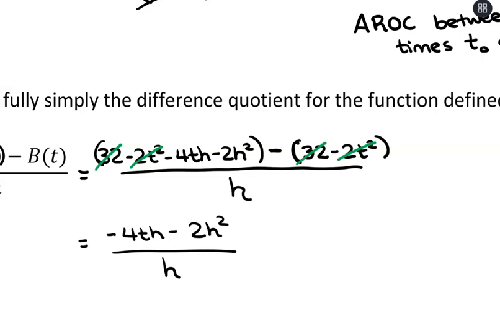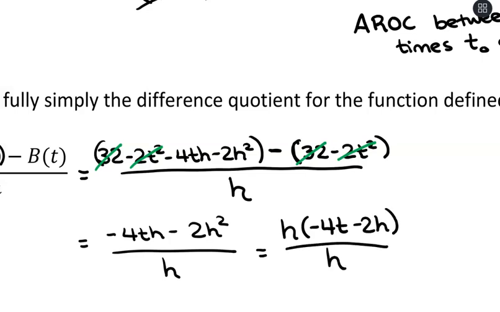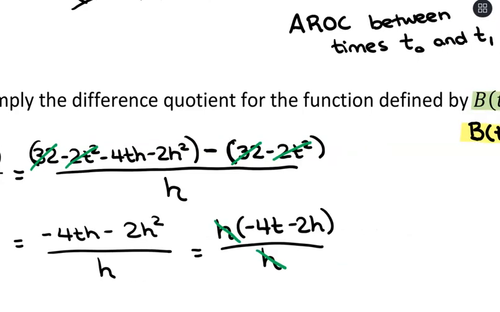And now I have a common factor of h that I can cancel out. If it helps to see this in the numerator, we can factor out an h. So we have a -4t minus 2h left over h, and those h's are going to cancel. And with that, it all lands at just -4t minus 2h.